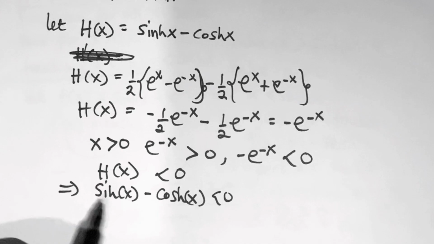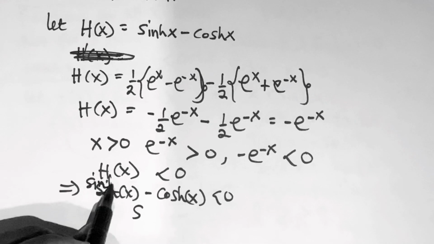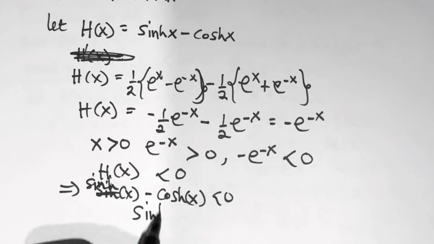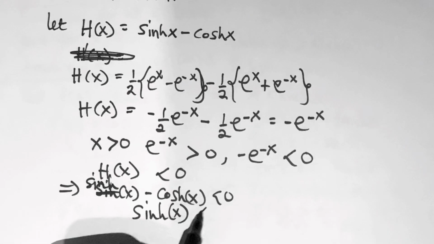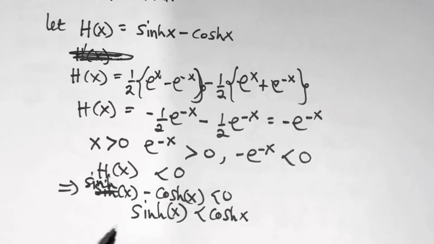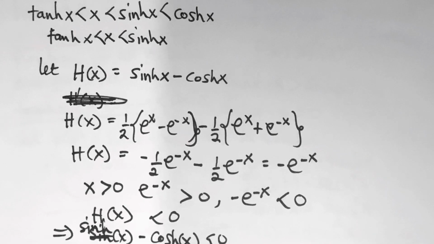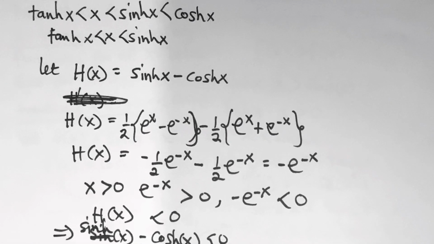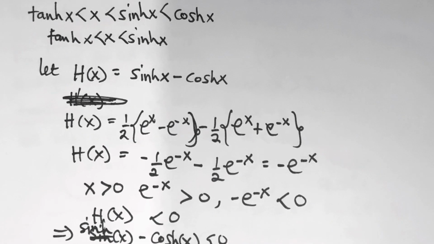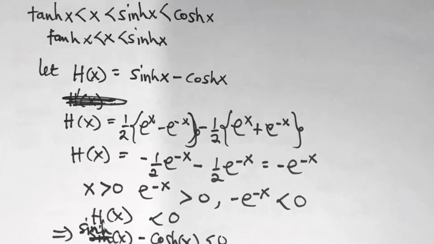And therefore, hyperbolic sine x is less than hyperbolic cos x. And therefore, at the end of the day, our proof is true that tan x is less than x, which is less than hyperbolic sine x, which is less than hyperbolic cos x.